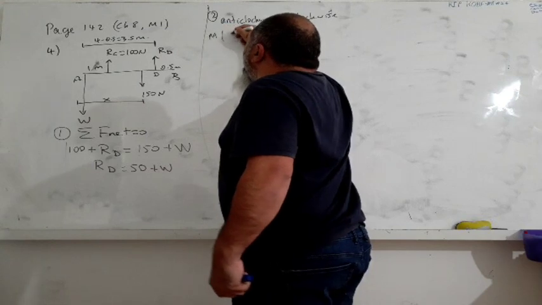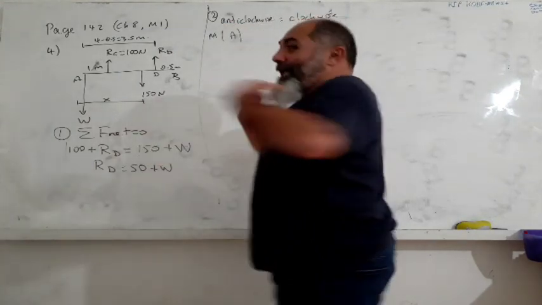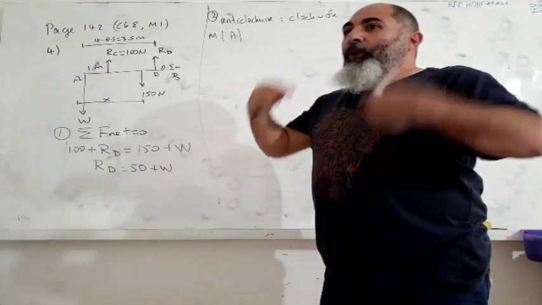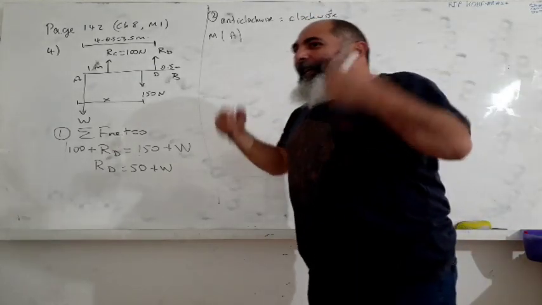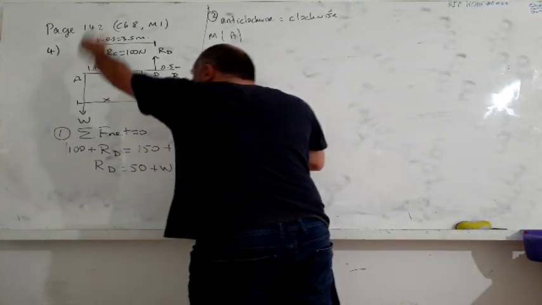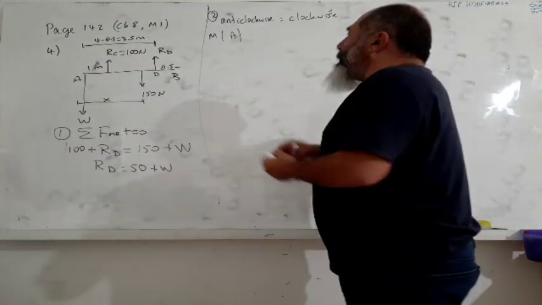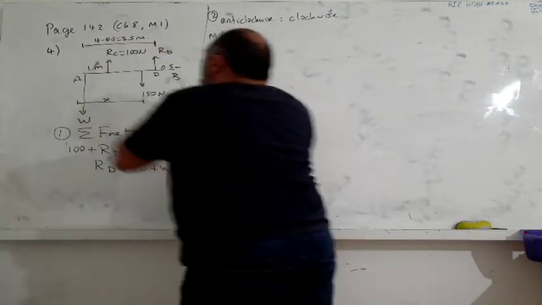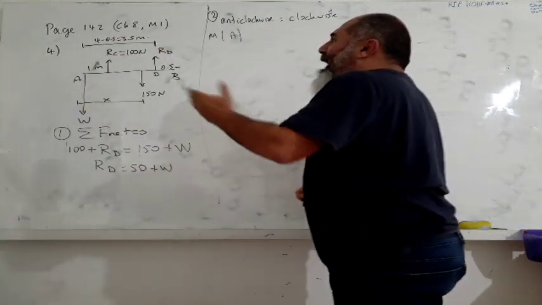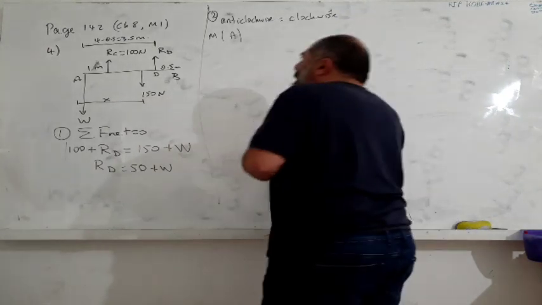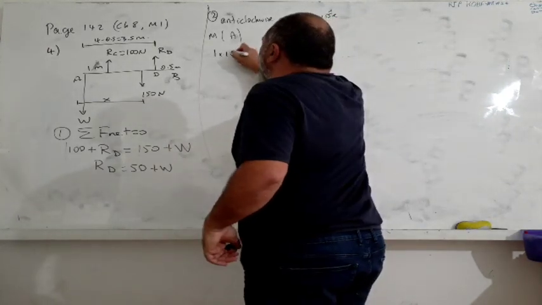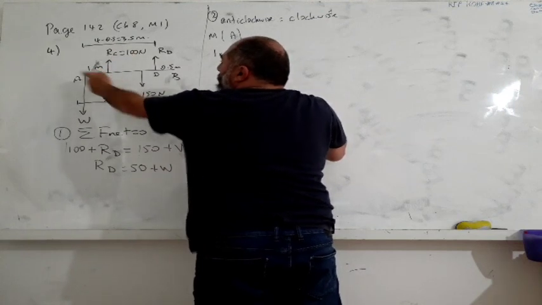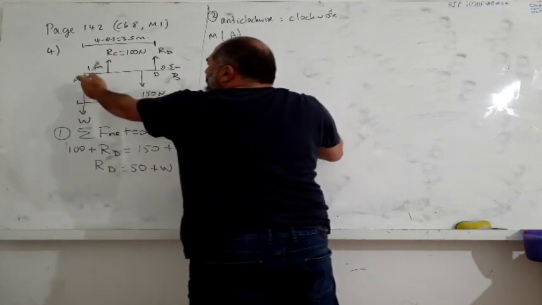Always take the moments from the leftmost point. So we have two forces pointing upwards, which gives an anti-clockwise moment, and the distance is 1 times 100. The distance of C from A is 1, and the force is 100. The distance from A to D is 3.5, and the force is RD.